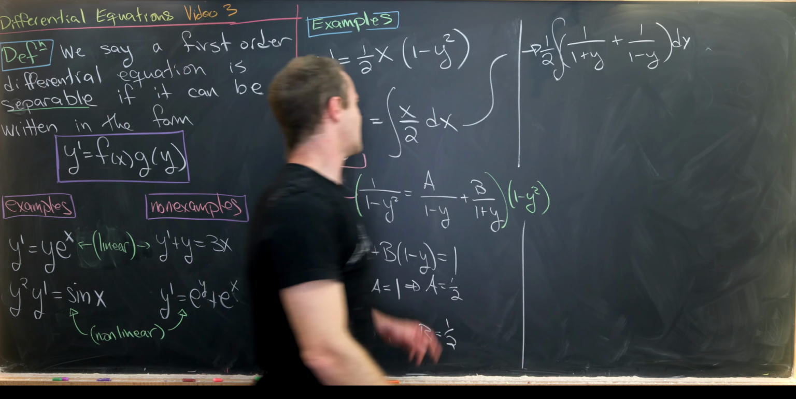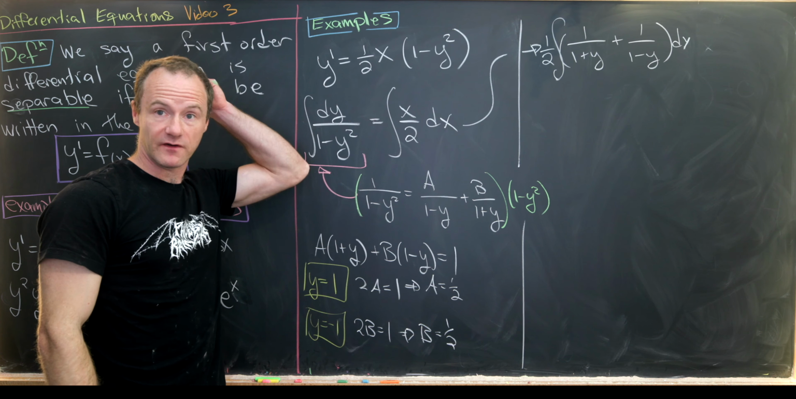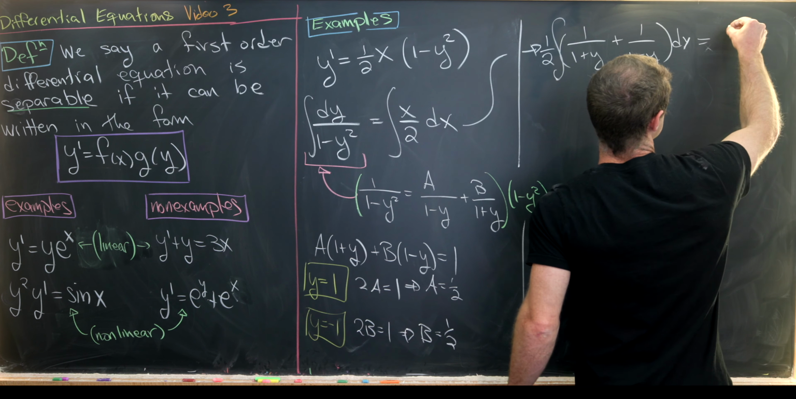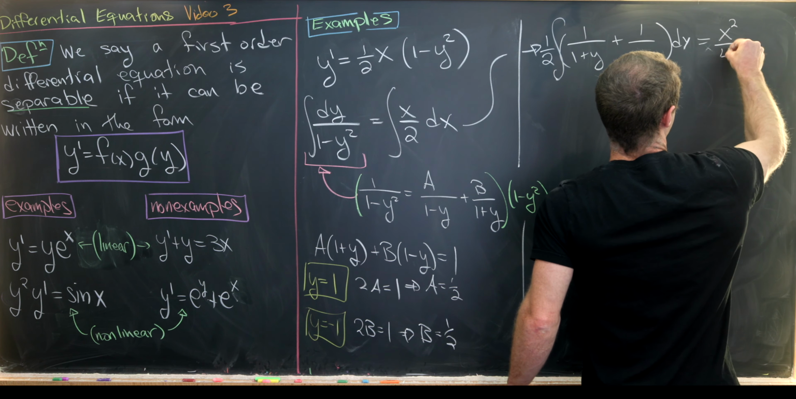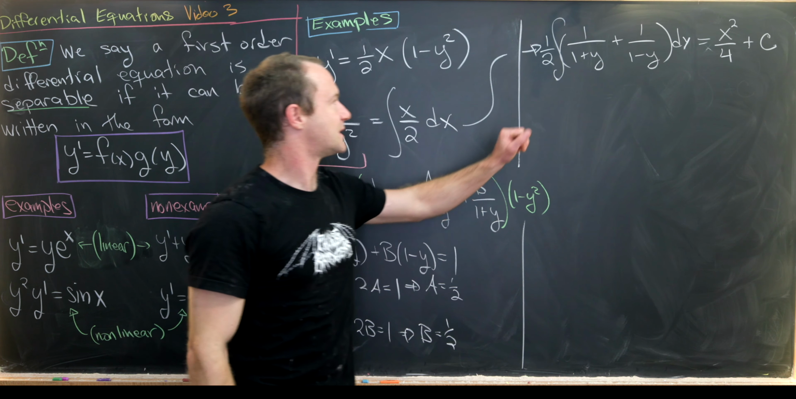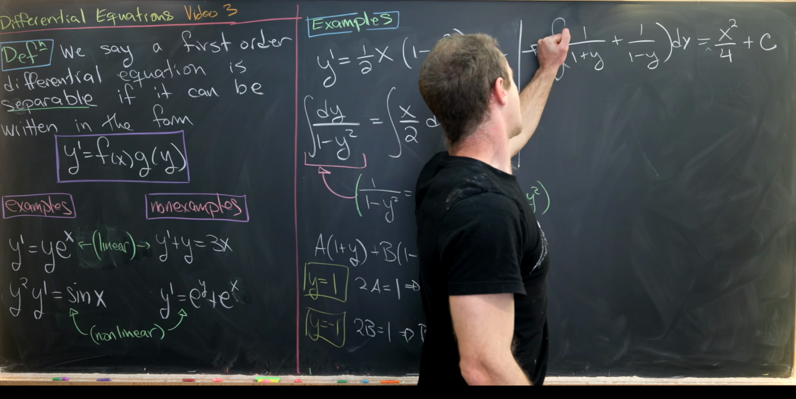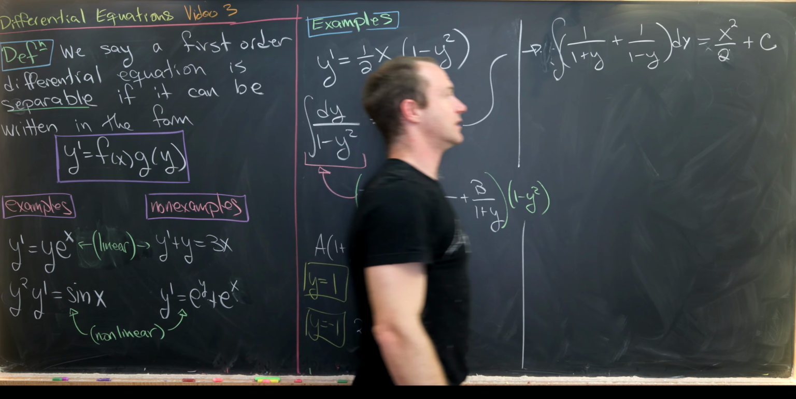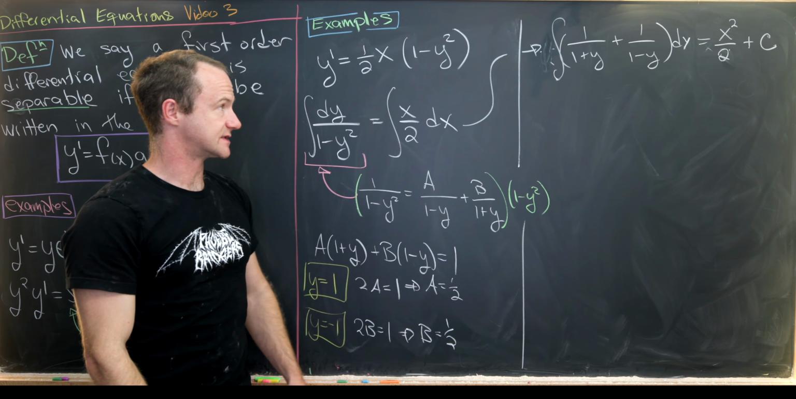Great. And then I'll go ahead and take the antiderivative of this right-hand side. That's going to give us, let's see, x squared over 4 plus some constant. So next, I'll multiply both sides by 2. That'll get rid of this half, turn this 4 into a 2, and then absorb it into the constant.